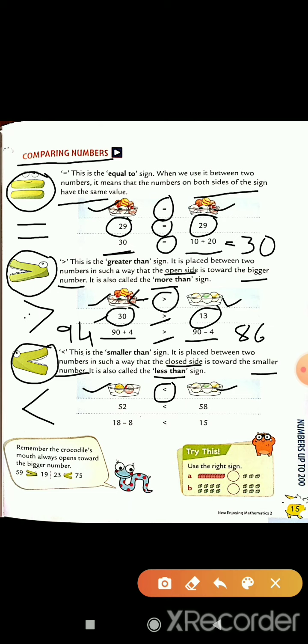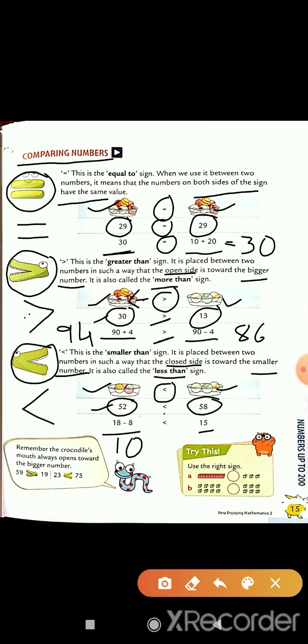Second example, the numbers are 52 and 58. Which is the smaller number? 52. So which sign is used? Smaller than sign. Closed side is towards the smaller number. Next, 18 minus 8. 18 minus 8 is 10, and 15. 10 is smaller than 15, so the smaller than sign is used.